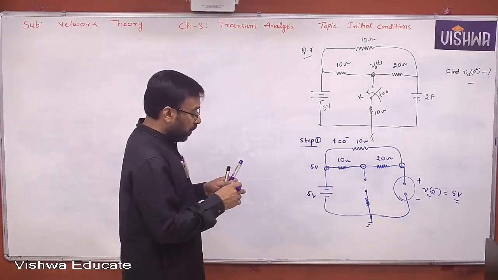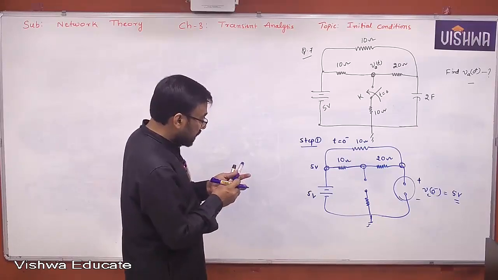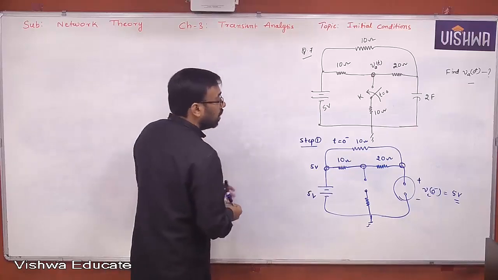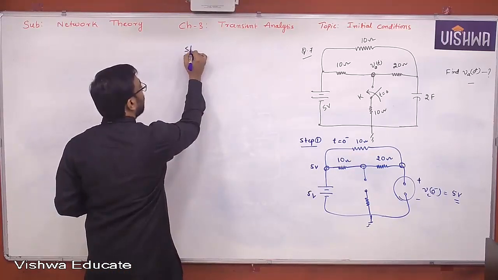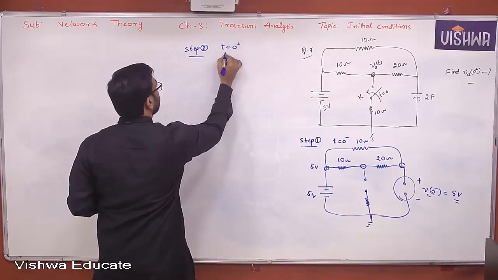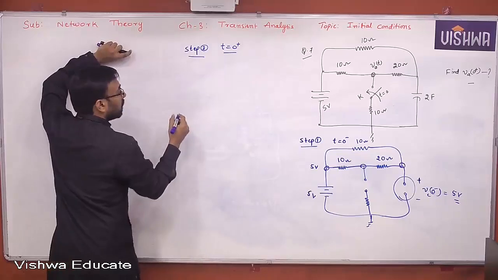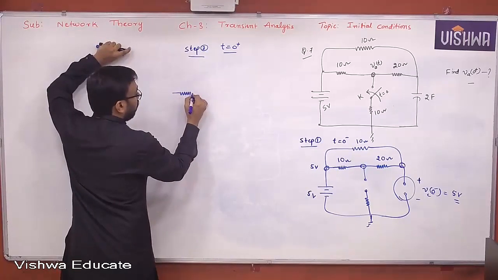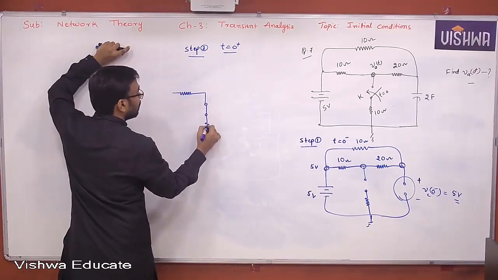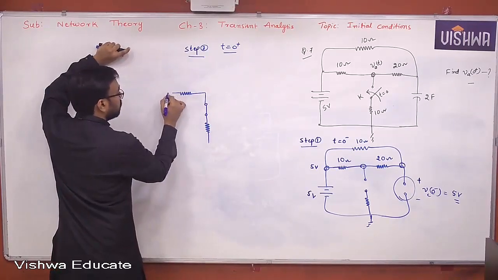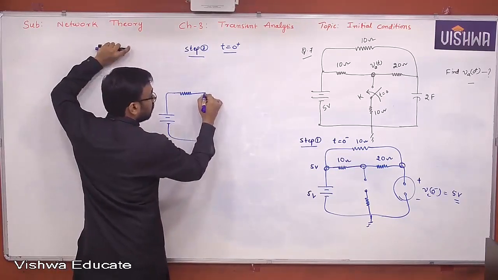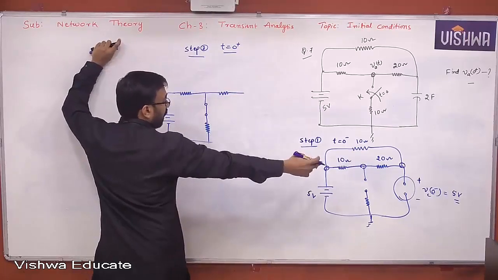Now, we use that information when we construct the t equal to 0 plus equivalent. Understand, all of you? Okay. Now, step 2. Let us use that information in step 2. Construct the t equal to 0 plus equivalent. Switch closed. Now, the capacitor is replaced by what?